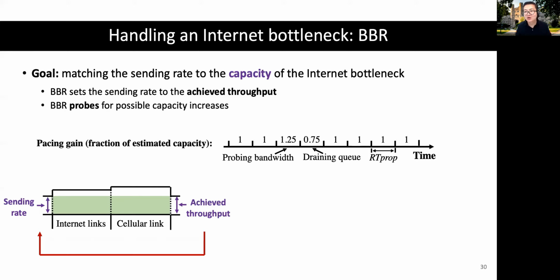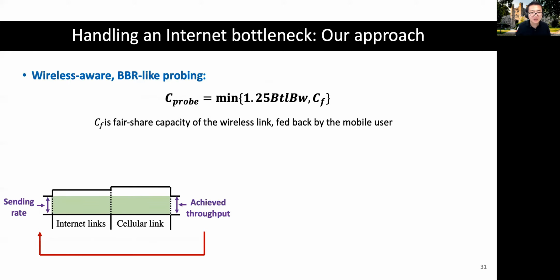So we can safely increase our sending rate without causing any buffering. We change the probing behavior of BBR to a wireless-aware, BBR-like probing. Specifically, we set the probing sending rate to the minimum of two numbers. The first number is 1.25 multiplied by the current throughput, which is the standard parameter defined by BBR. The second number is the capacity of the cellular link.